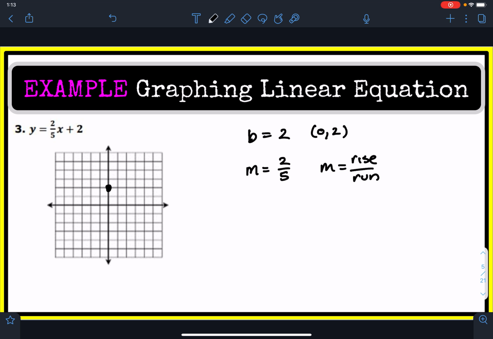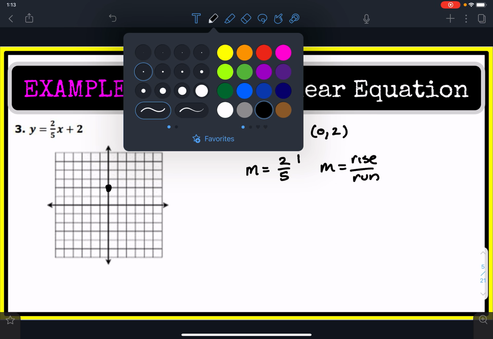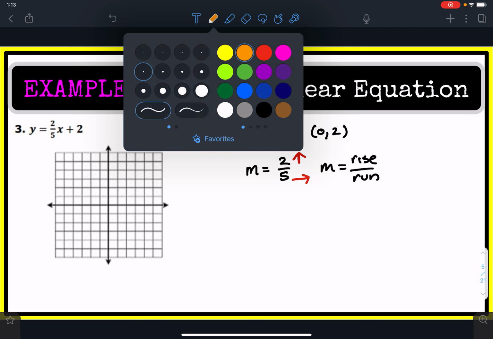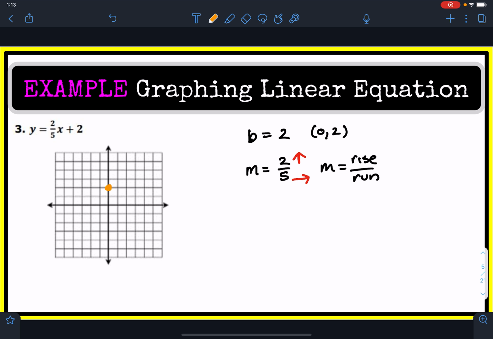The top number of our fraction represents our rise, and because it's positive, that's going up. And the bottom number of our fraction represents our run, which, because it's positive, is moving to the right. So from this point here, let me color this again in orange. From this orange point, I'm simply going to rise 2 units and run 1, 2, 3, 4, 5. If I go up 2 units, I'm not going to have enough space to find where 5 is, and it's a little bit too far off.